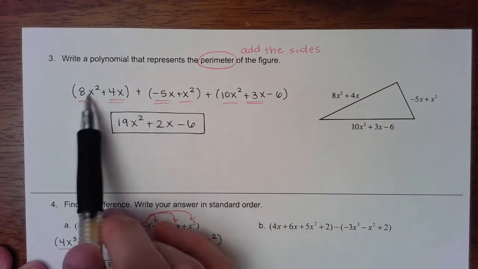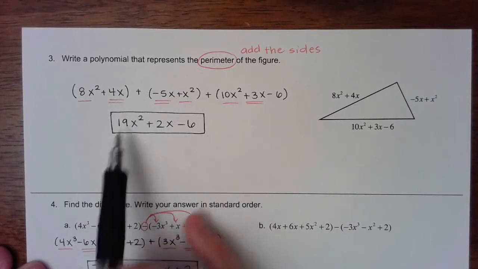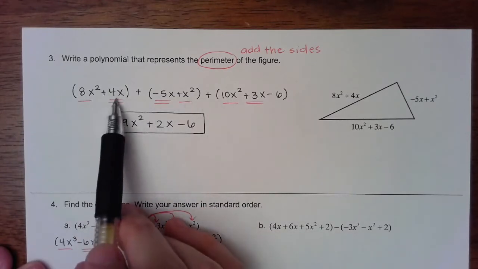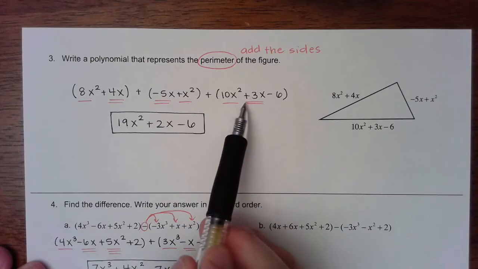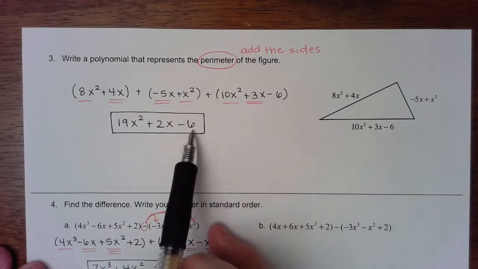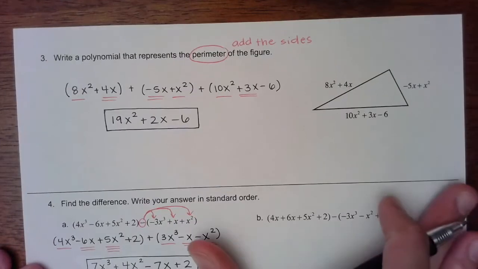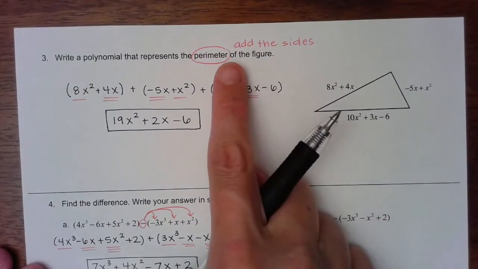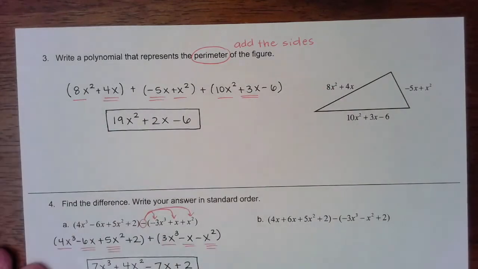So let's see, 8 plus 1 plus 10 gives me 19x to the second. 4 take away 5 plus 3 gives me plus 2x. And then the negative 6 is just by itself, so that one just drops down to your answer. Anytime you're being asked to find an expression that represents the perimeter, you're just going to add the 3 sides up, if it's a triangle. And if it has more sides, then you'll add up however many sides it has.